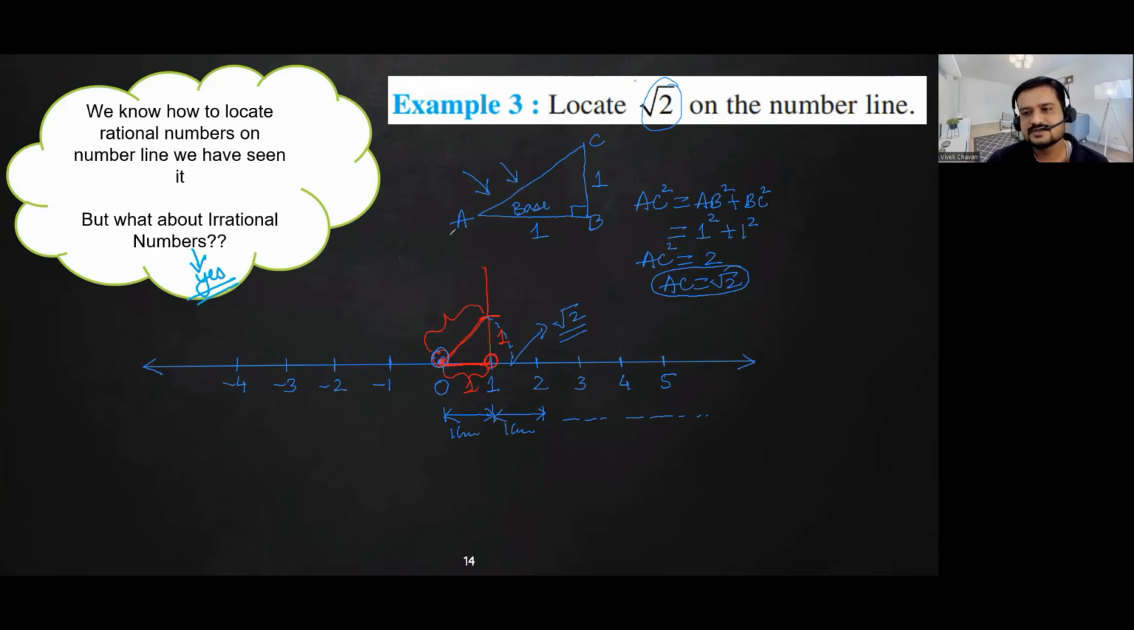Accurate measurement, it is not approximate, it is accurate. Okay, we are using the scale, we are taking 1 centimeter distance accurately, and we'll get the value of √2 also accurately on the number line.